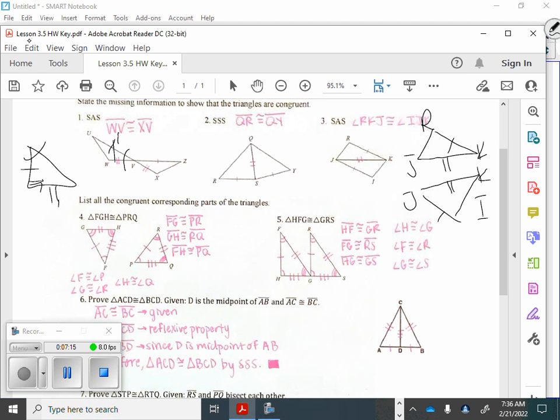And then I need the angle in between those two sides. So I can't pick here because it's not in between. I can't pick here, it's not in between. So I would have to pick there and there. If I pick any other place, that angle is not in between the two sides. Does that help a little? I really don't know another way to word it.